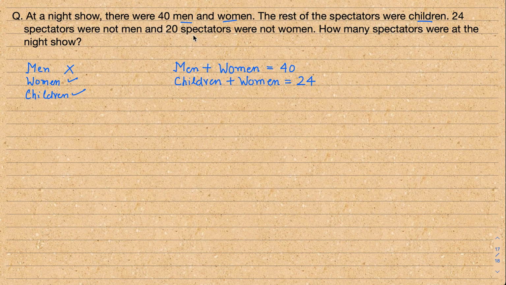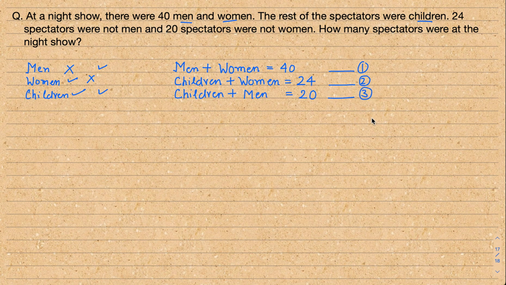Same thing for this sentence: there were 20 spectators who are not women. That means if the spectators are not women, they are either men or children. So the total number of children plus men would be 20, right? So let's say this is my first equation, this is my second equation, and this is my third equation.